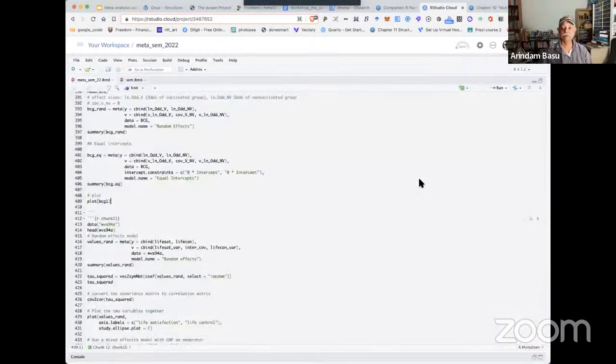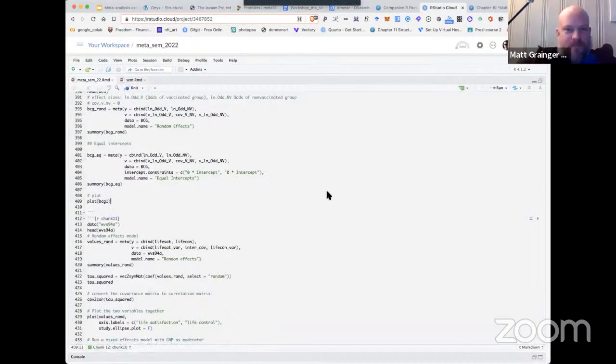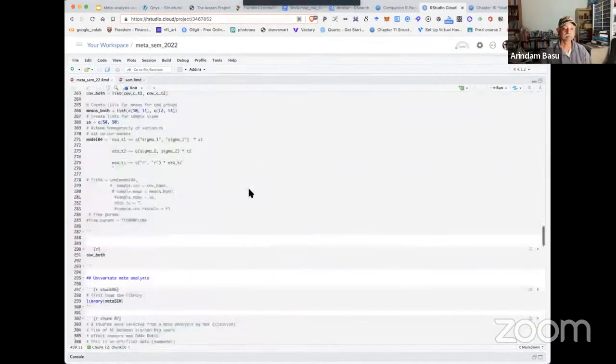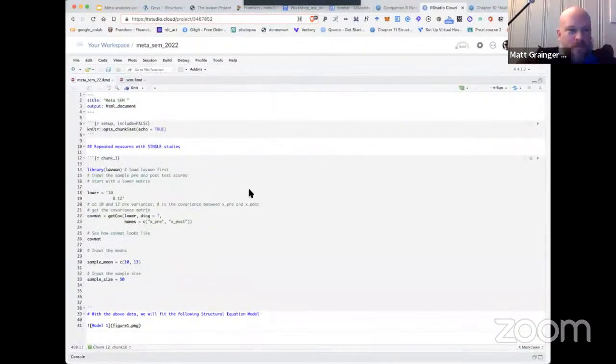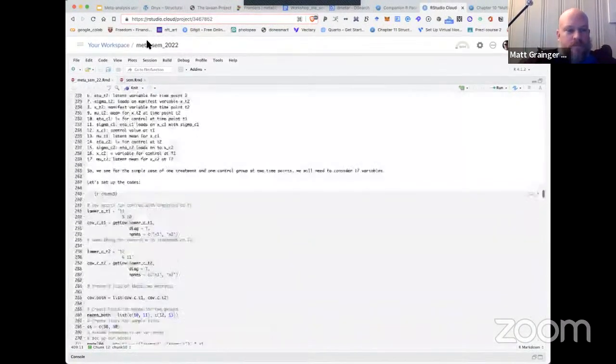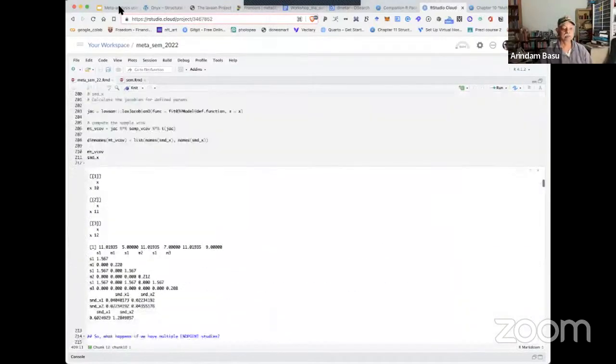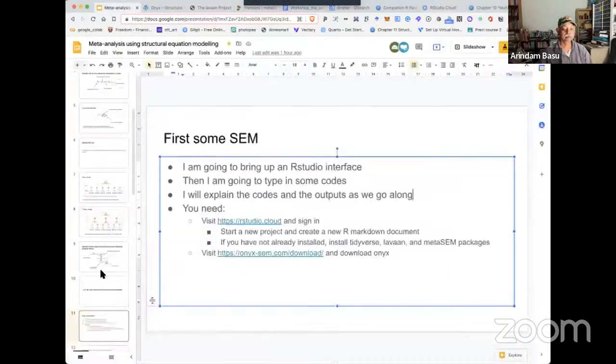Right. Can you see an RStudio set of code? Yes, we can see it now. Code and code and code. Yeah, so that's something called argchunk1 and all that kind of stuff. Cool. So, all right, let me go back and see what I can do in this hour.